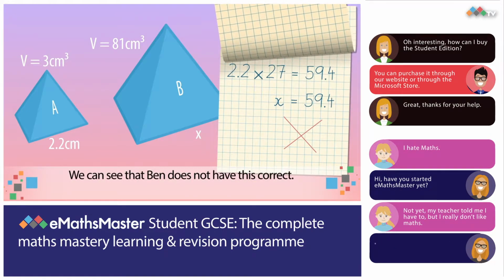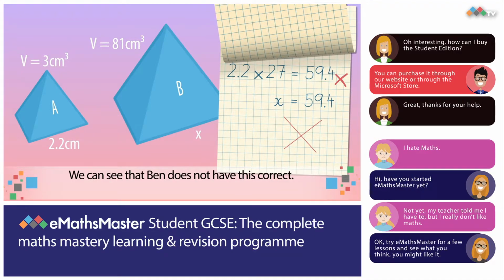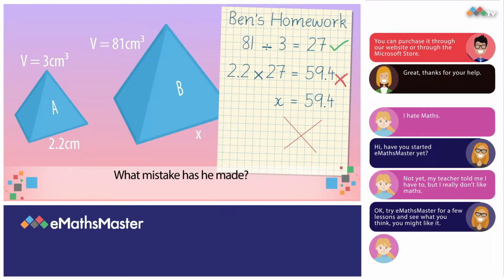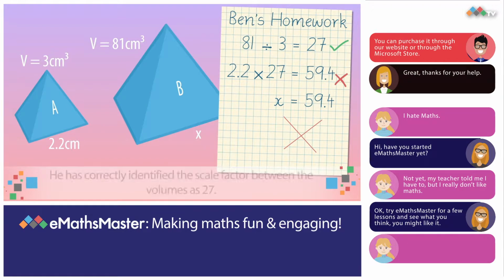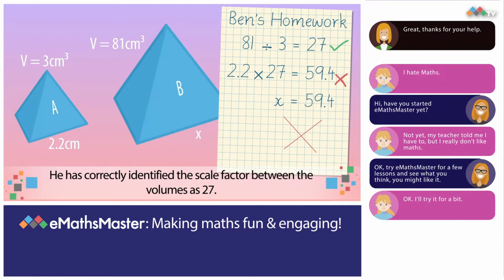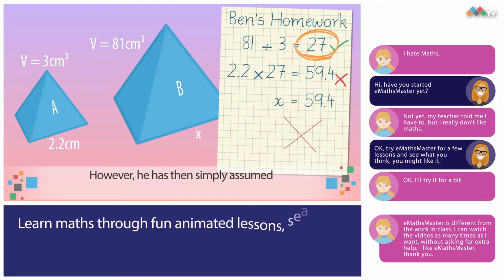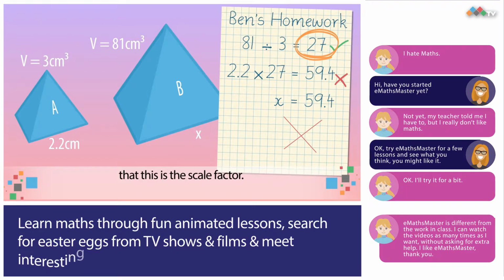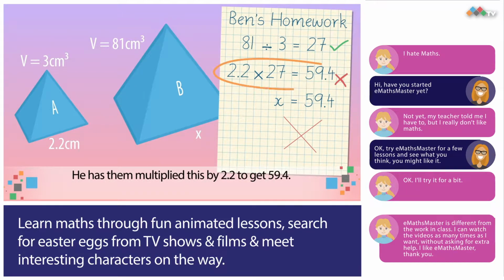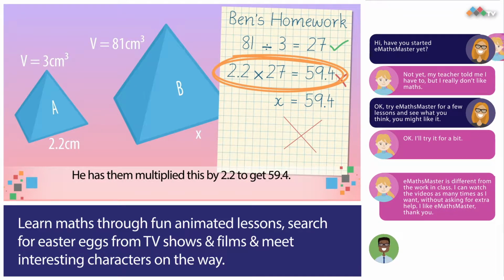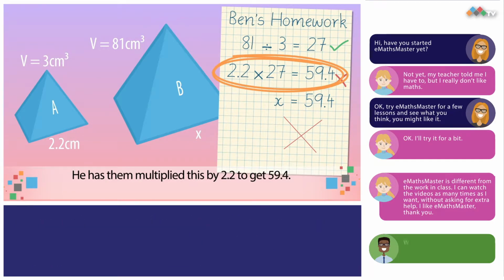We can see that Ben does not have this correct. What mistake has he made? He has correctly identified the scale factor between the volumes as 27. However, he has then simply assumed that this is the scale factor. He has then multiplied this by 2.2 to get 59.4.